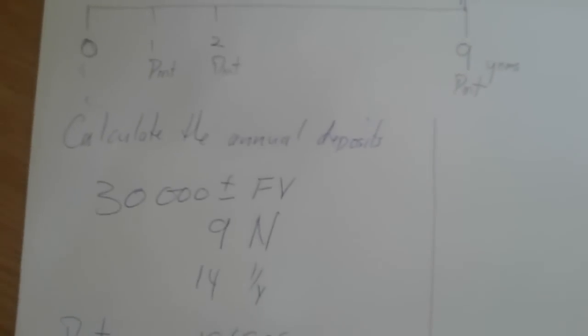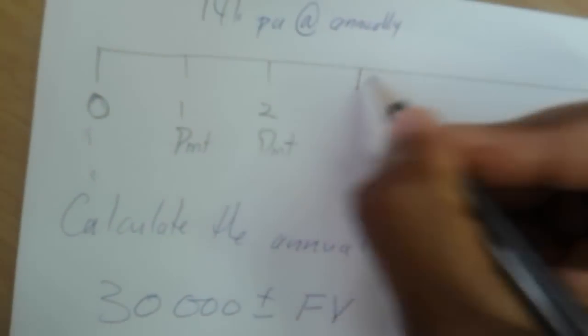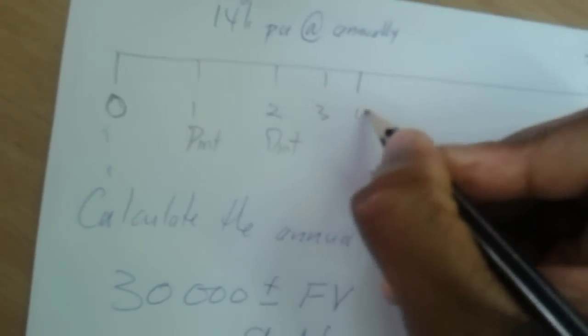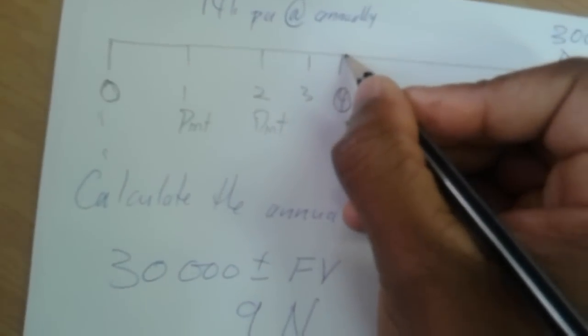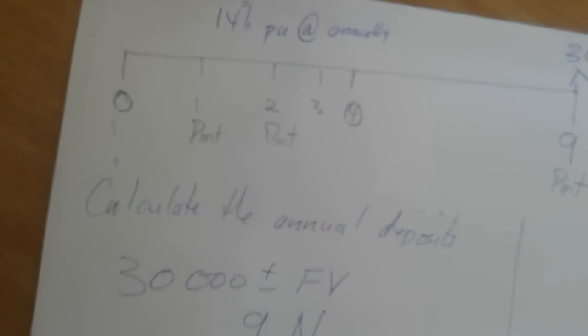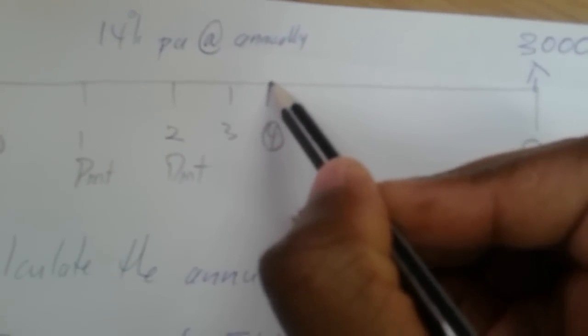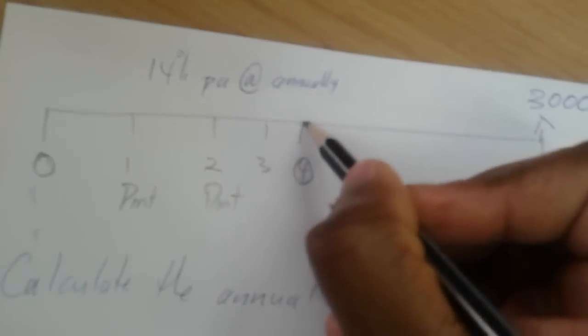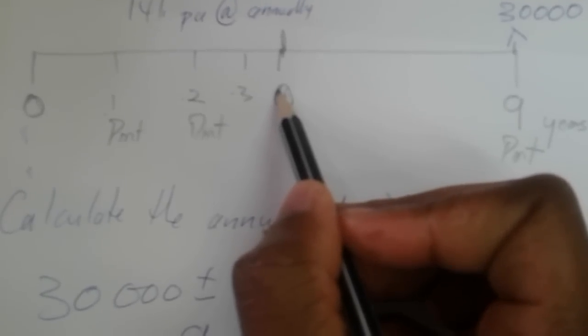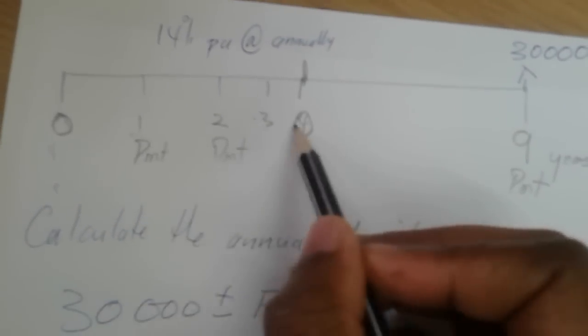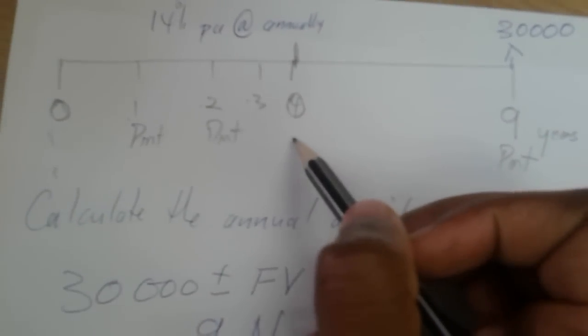Now number 2 says the interest rate drops to 10% from the first of the 5th year. Now let's stop there. Where is the first of the 5th year? Remember I said end of year 4 is beginning of year 5. So the first of the 5th year is just here. So it means after making 1, 2, 3, 4 deposits, the interest rate changed.